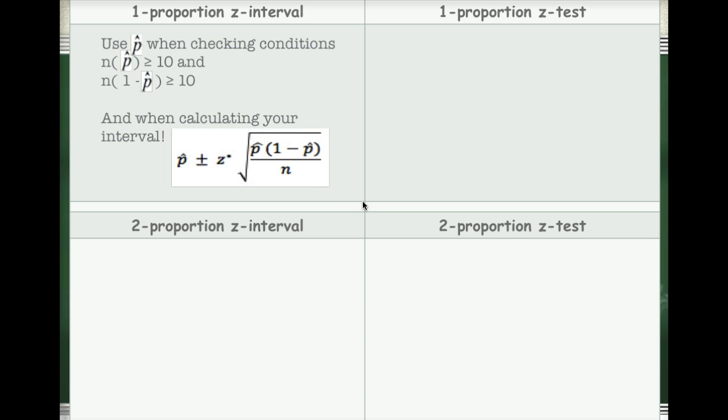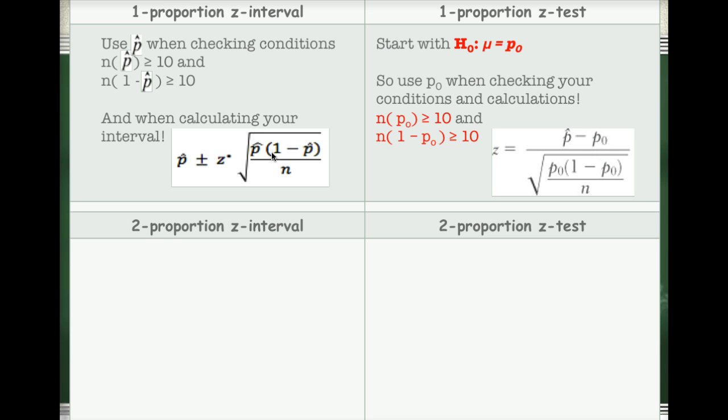For a one proportion z interval, I'm going to use my p-hat when checking my conditions because I'm not starting with any hypotheses. And when I calculate my interval, it's going to have the following form. Once again, I'm using p-hat in my standard deviation because I am not starting with any hypotheses. However, in a one proportion z test, I start by believing p is equal to a certain proportion. So I use that proportion in my conditions as well as in my standard deviation formula.